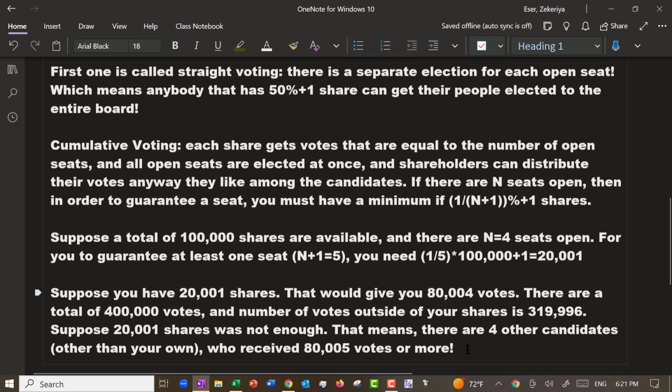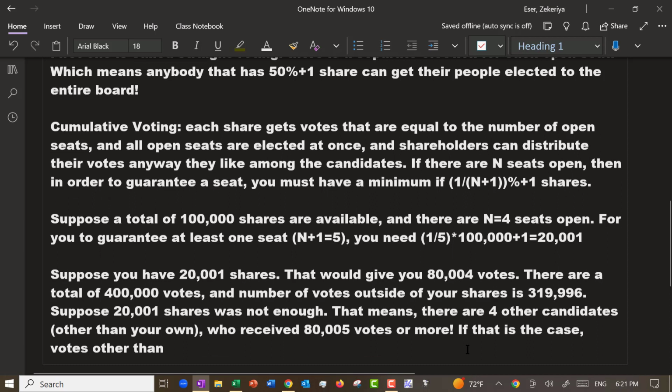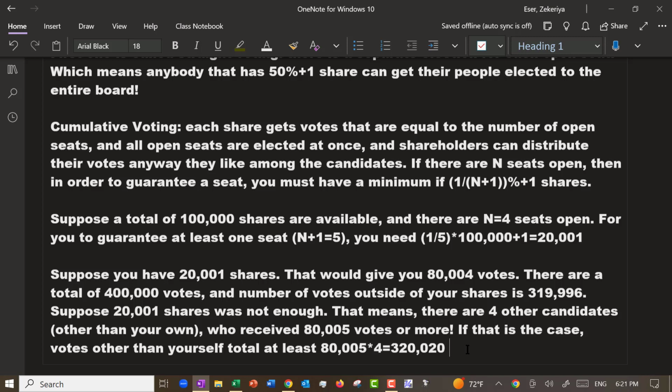Well, if that is the case, the votes other than yourself total at least 80,005 times 4, which is 320,020. Well, that number is greater than 319,996. So it can't happen.